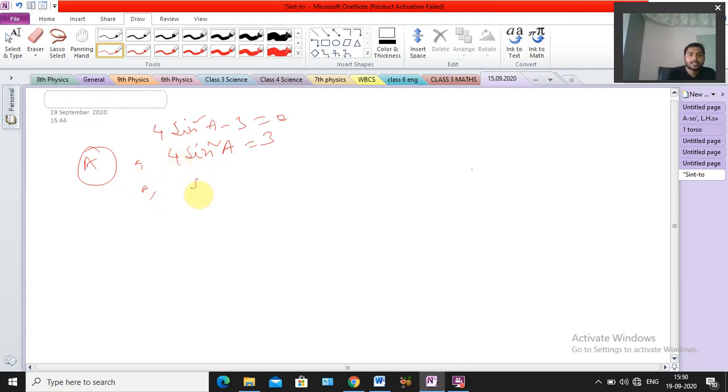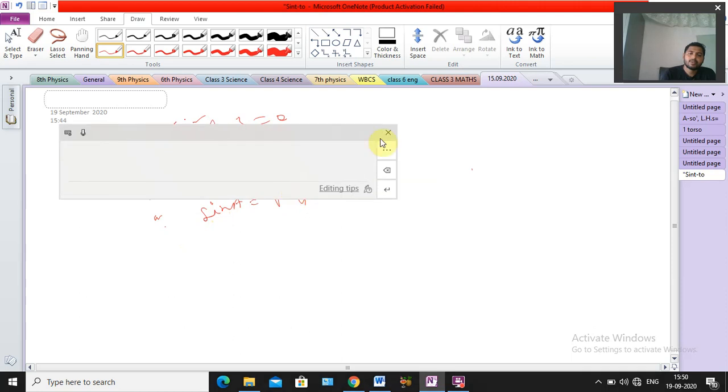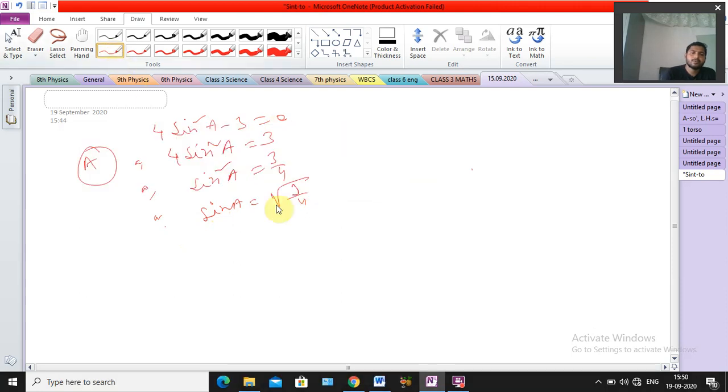Next, similarly we can write it. Sin square A equal to 3 by 4. Or sin A equal to root 3 by 4. Clear? Because the square was on the left-hand side and we are removing the square, that one will become the square root. So the square root of 3 by 4.